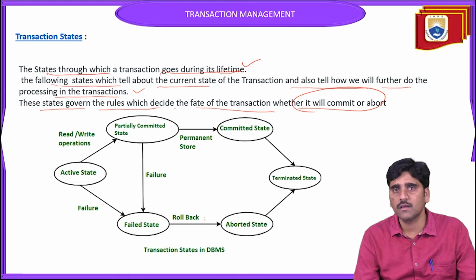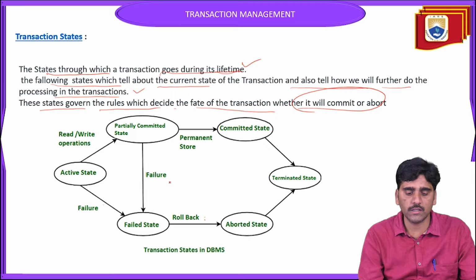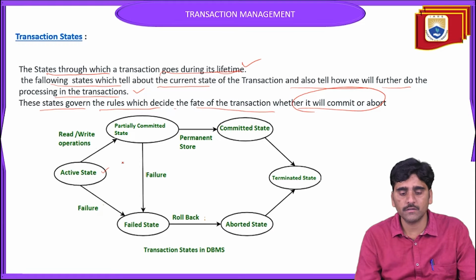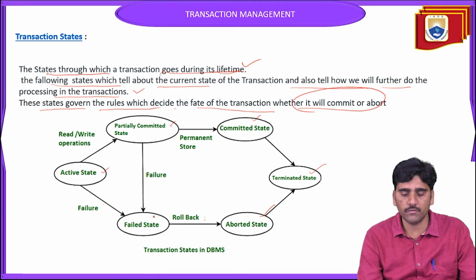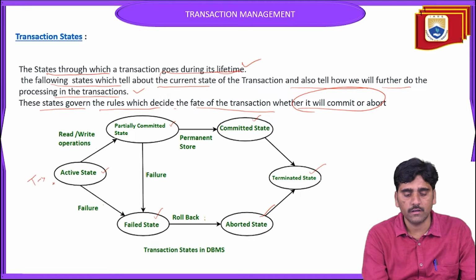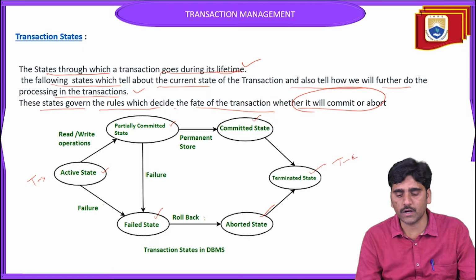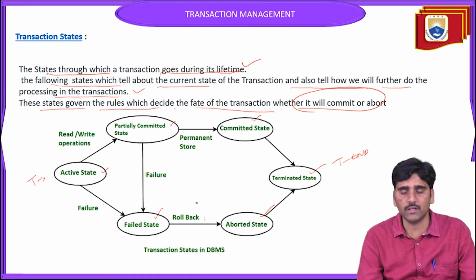We will see here an active state, a partially committed state, a committed state, a terminated state, an aborted state, and a failed state. From the transaction beginning to the transaction end, it presents two types of behavior. One is success behavior and the second one is failure behavior.